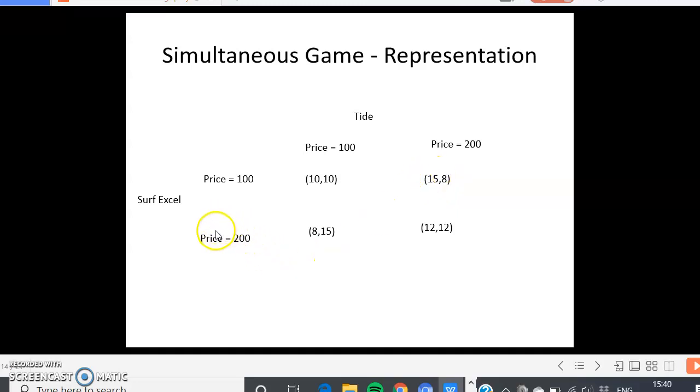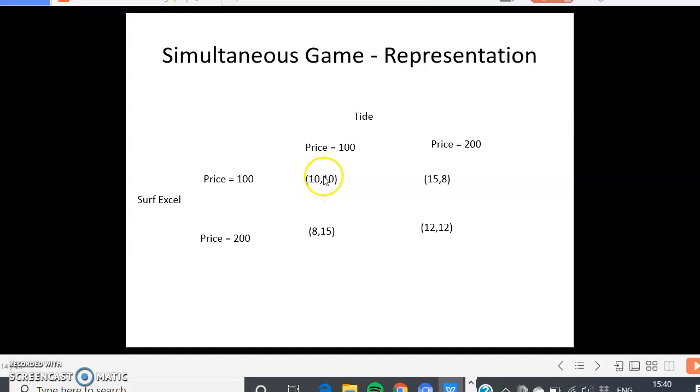And if Surf Excel prices its product at 200, given that Tide has priced its product at 200, well, in that case, Surf Excel will end up with a payoff of 12. Now you can see that in both the cases, the best strategy for Surf Excel is to price it at 100. As we can see, whether Tide prices its own product at 100 or at 200, Surf Excel's strategy of pricing at 100 gives it a higher payoff.